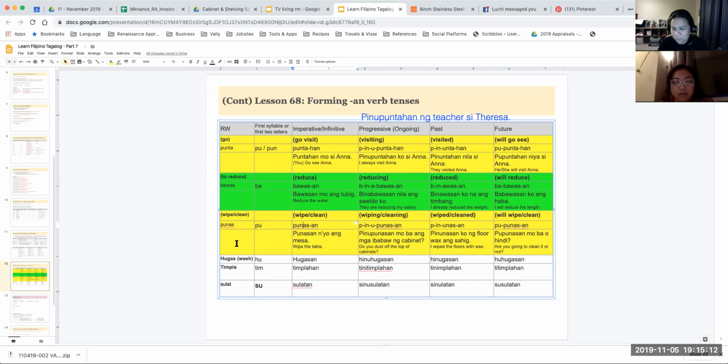So for this one, there's a couple of things going on. There's pinunasan ko, that's the out of focus verb and then the subject, and then ng floor wax. That's like a general noun, right? So we mark it with nang. But what is our focus? Ang sahig is the floor. That's the focus.